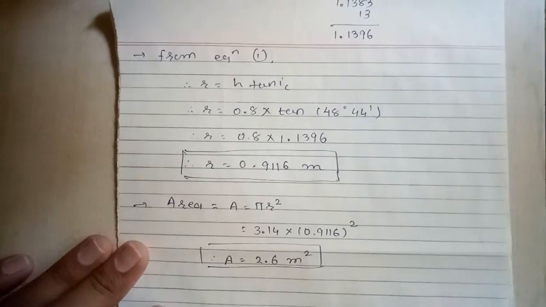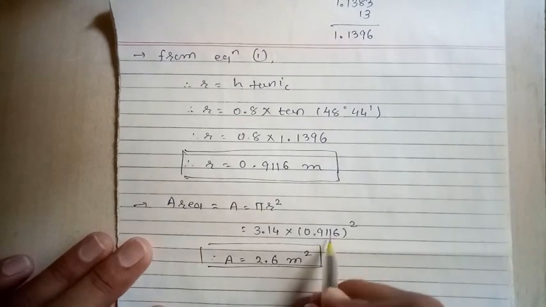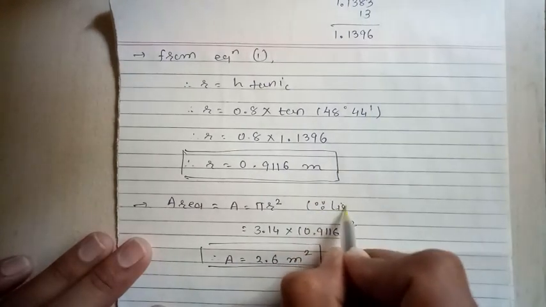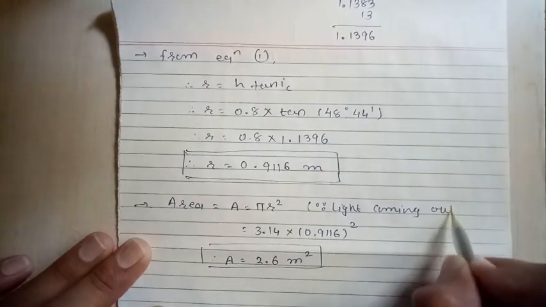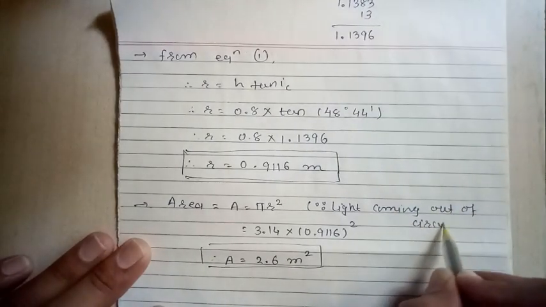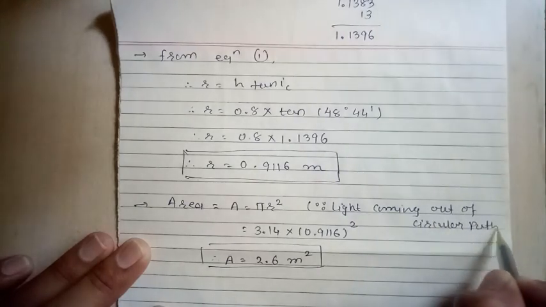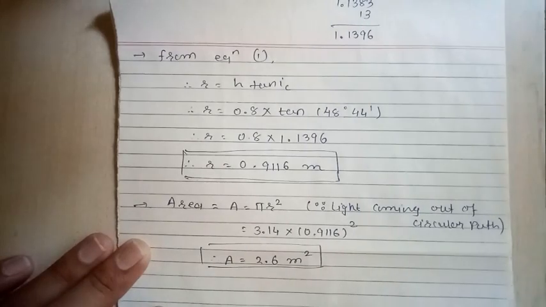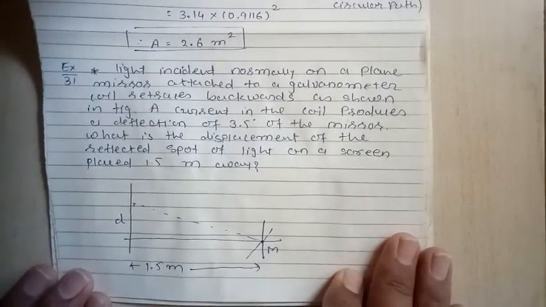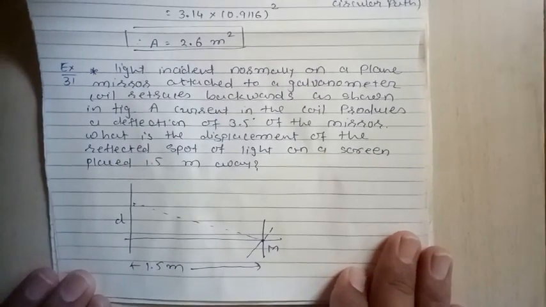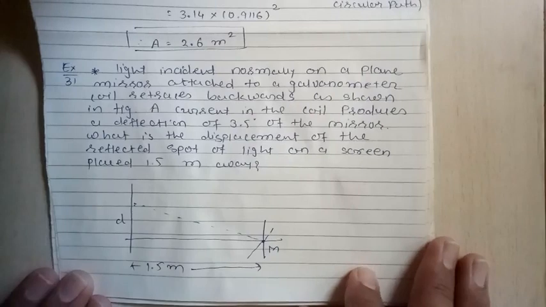Here for future purpose we can also write that light coming out of a circular path, right? So in future this is useful for us. You can understand this question. Okay, now we discuss our next example. Now see our next example, example number 31.